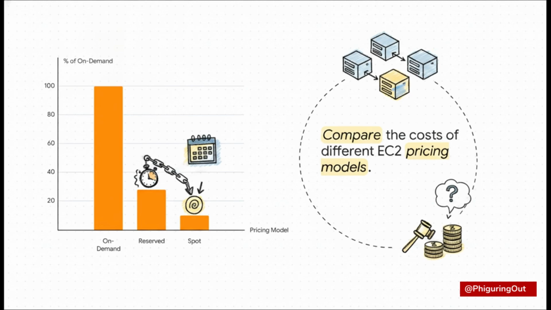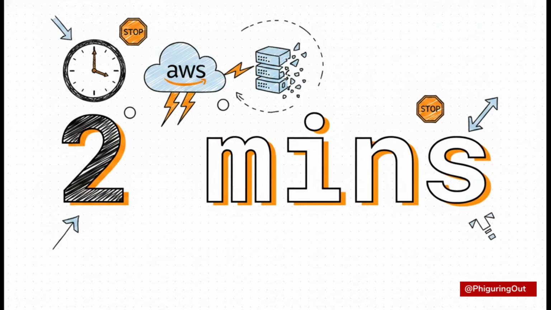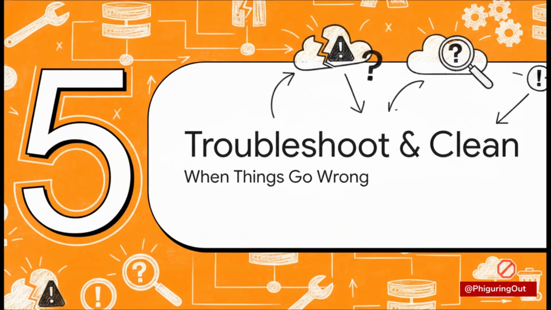But wait, there is a massive catch with spot instances. 2 minutes. That is the incredibly short warning time AWS gives you before they instantly reclaim your heavily discounted server. And that is exactly why you only use spot instances for fault-tolerant, flexible workloads. Finally, Section 5, Troubleshooting and Cleanup. What to do when things inevitably go wrong.